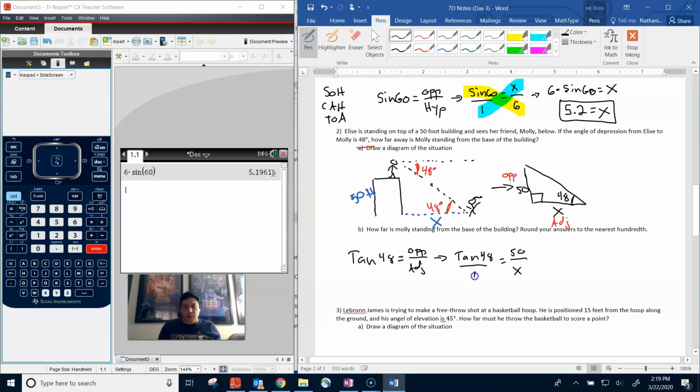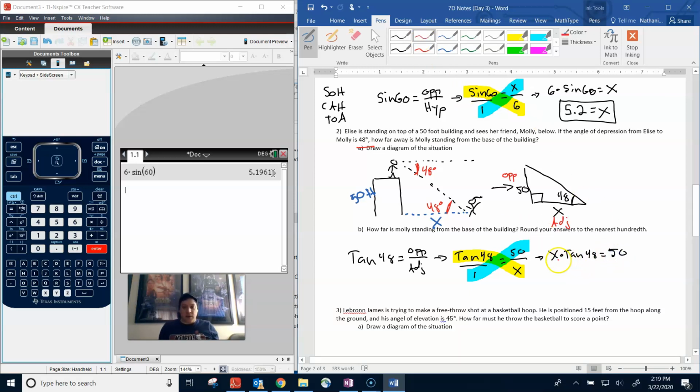This we're going to put over 1. Already, you should know that if x is on the bottom, we're going to have to divide here. But we're still going to cross multiply. So let's do that. x times tan of 48 is equal to 50 times 1. 50 times 1 is 50.